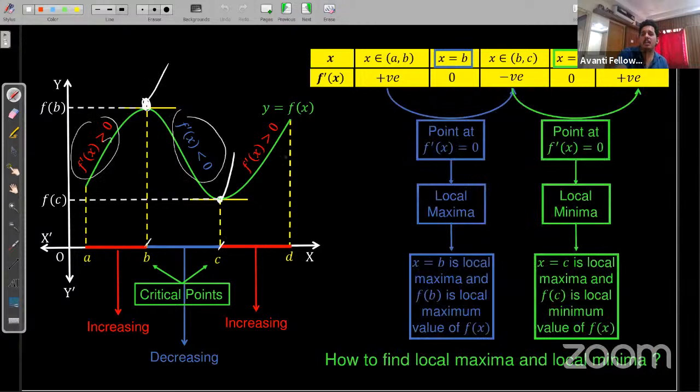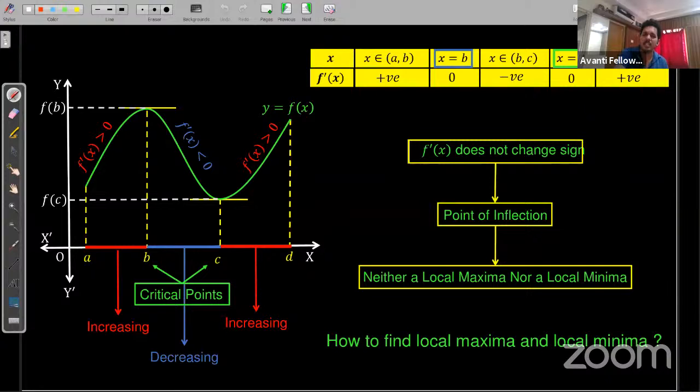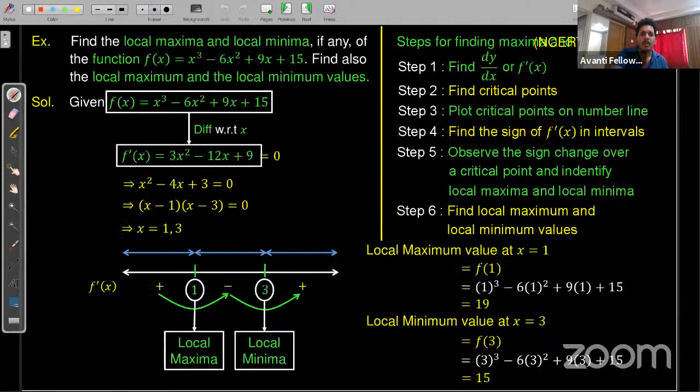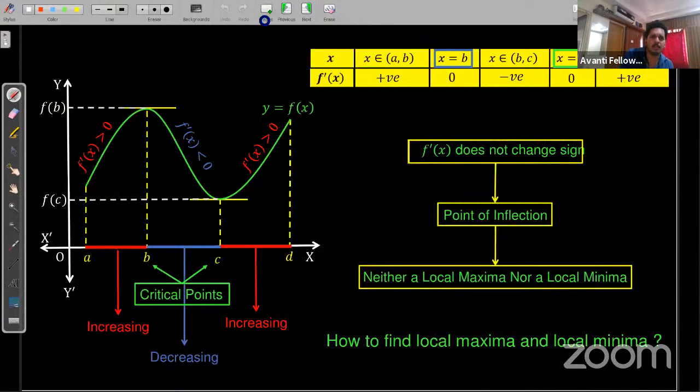Here, when a point of inflection is there, that I will explain to you. Now here is the example: x cube minus 6x square plus 9x plus 15, I think so, right?